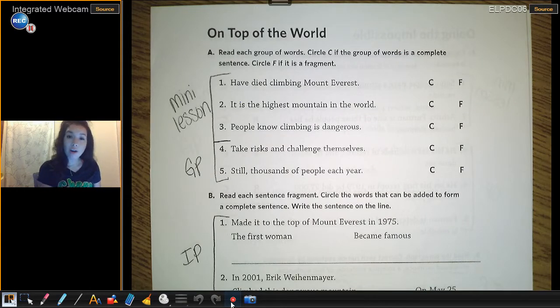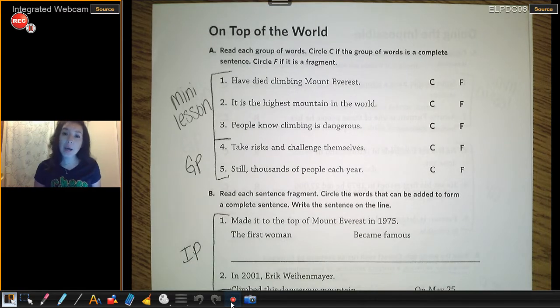We are still working with sentences today. This week we have been working a lot with sentences. You should already know what a subject is, what a predicate is, how we can combine these into compound subjects and predicates, and how we can create some compound and complex sentences as well.